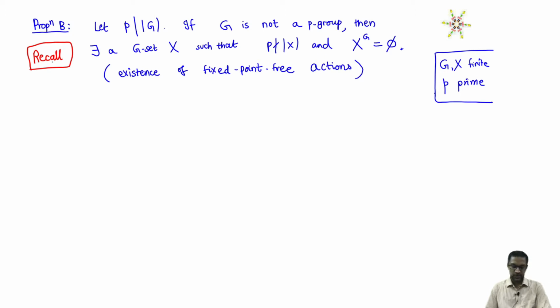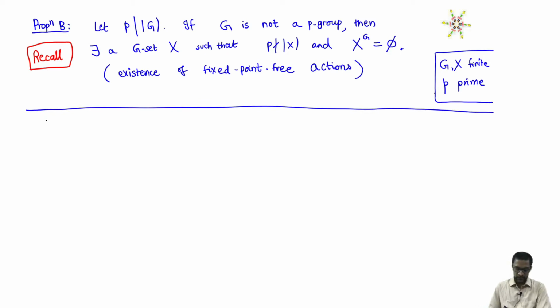Let me just recall the statement in the contrapositive form, which says, suppose I have a group G whose cardinality is divisible by p, but suppose G is not a p-group. Then you can construct a finite G-set X such that p doesn't divide the cardinality of X and such that there are no fixed points. So this is in some sense a statement about the existence of fixed point free actions also satisfying that cardinality coprime to p condition. These are the blanket assumptions: G and X are always finite, and p is some fixed prime number. Now this is going to be our starting point for the first Sylow theorem.